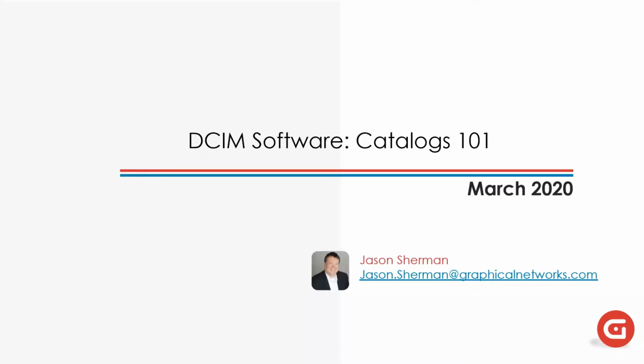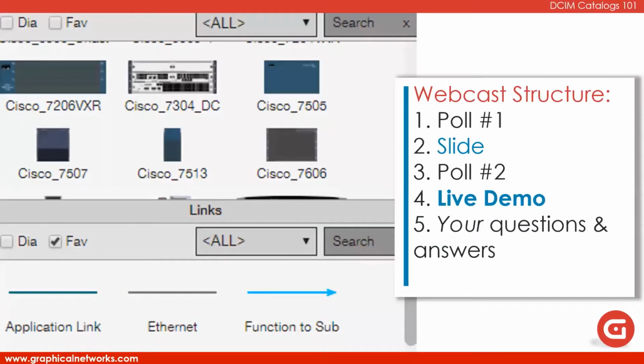We're just talking about DCIM catalogs a little bit today. I'm going to page down here. So we're going to do polling question, slide, polling question, live demo, and then questions and answers. I don't spend a lot of time on the PowerPoint stuff, so I think to start, there's a poll.